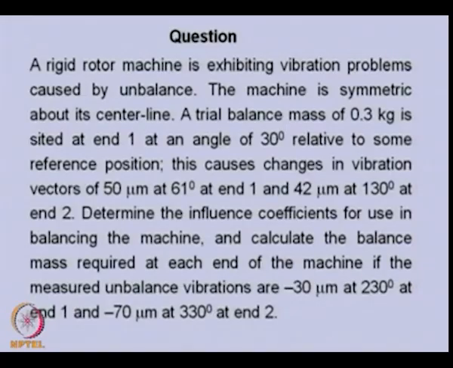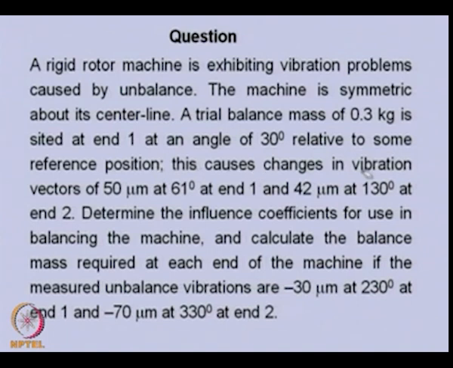Now we will take up one example for the influence coefficient method, and we will see how we can obtain the correction mass in two planes, not only the magnitude but also the orientation information of the unbalance. In this particular case we are considering a rigid rotor, and the machine is symmetric. That means the rotor is symmetric about its center line. A trial unbalance of 0.3 kg is kept at end one at an angle of 30 degrees relative to some reference position.